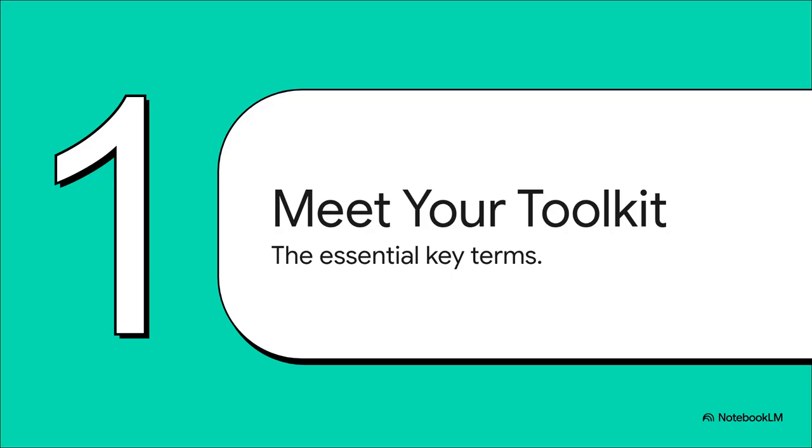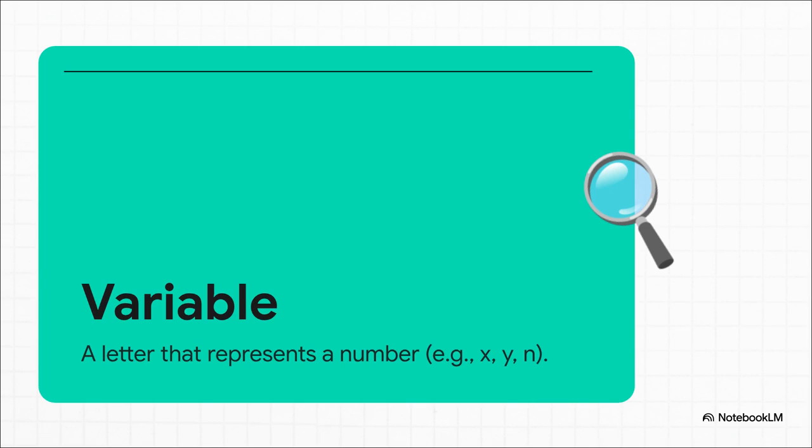Okay, so if we're going to be code breakers, we need a toolkit, right? Every great detective has one. So let's go over the essential gear. This is the stuff you'll need for any algebraic mystery. First thing in our kit, the variable. You've seen it. It's usually an X or a Y. This little letter is the absolute heart of the puzzle. It's the who in a whodunit. It's the unknown number we're hunting for.